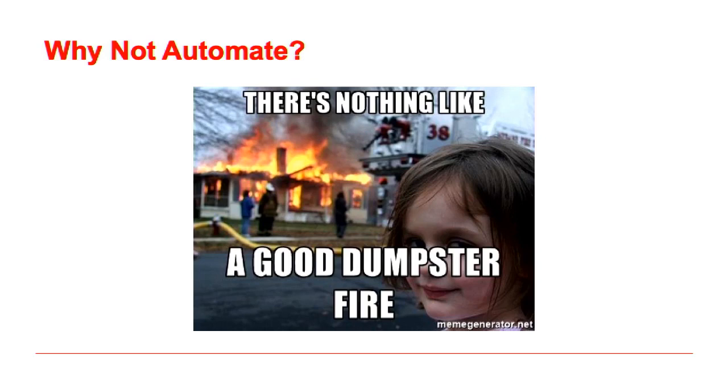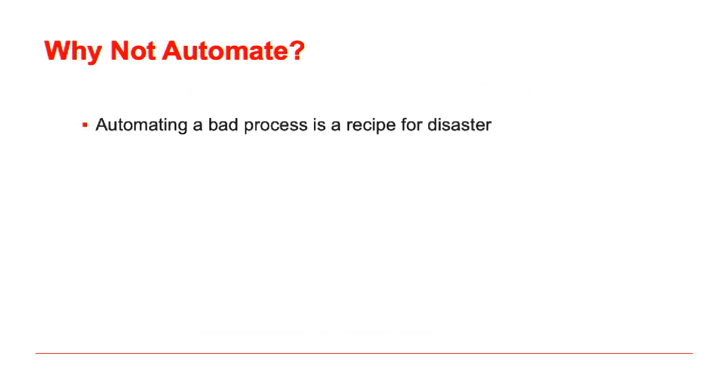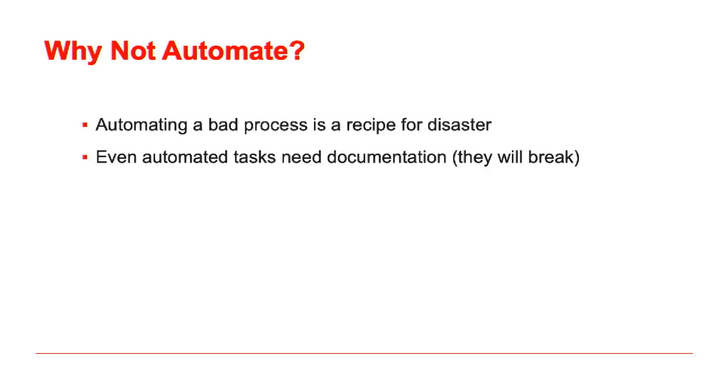Okay, so why would we not automate something? Well, we've all seen probably the result of some bad automation, right? So, a couple of reasons. Number one, automating a bad process is a recipe for disaster. If a process doesn't work very well, you probably don't want to automate that, because you're probably just going to produce the same bad results quicker. So, not a good idea.